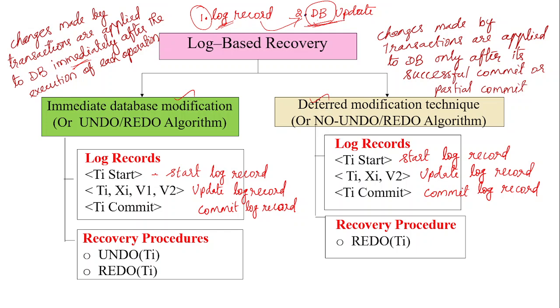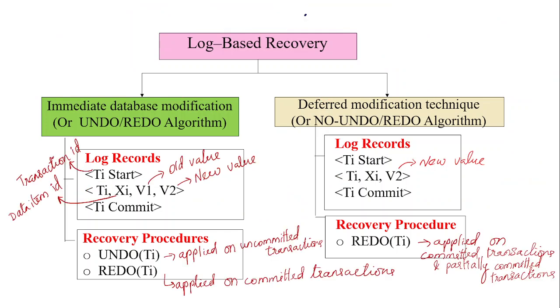In both the cases, the log records are used for recording the activities of the transaction, right? You can observe here the start record, which is used to record the beginning of the execution of the transaction. This one is known as the update log record, which is used to record the write operation of the transaction. In this update record, Ti denotes the transaction identifier, whereas Xi denotes the data item identifier. V1 indicates the old value, V2 indicates the new value. This one is known as update record.